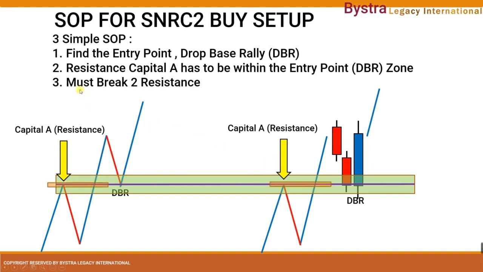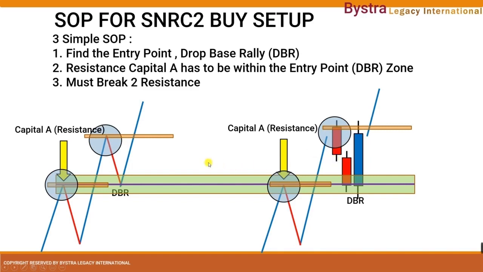Second thing, how do we identify that it must break the 2 resistances? The first resistance we're looking at is the capital A. This capital A here was broken. You can see this line chart here broke the previous capital A, or the previous resistance. The next is this top here. It must break the second resistance. So break the first resistance, break the second resistance. This is how it looks in the candlestick, something very similar. Do you get it, guys? Don't get confused. This is a very simple SOP.